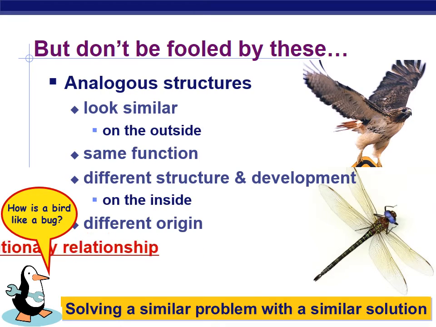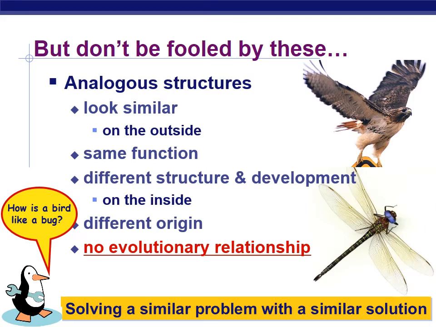So analogous structures show no evolutionary relationship. It is just solving a similar problem with a similar solution. Birds needed to fly, insects needed to fly. They both came up with a different way to build a wing. So analogous structures are the same function, but a different internal structure. And they do not show common ancestry. They have no relationship amongst each other.